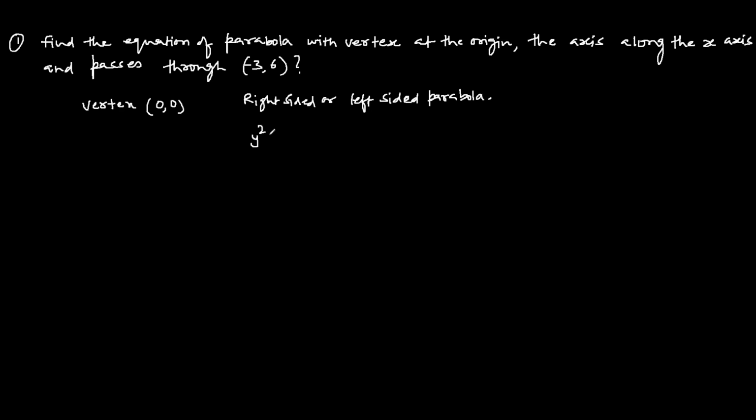So if it is right-sided, then it is y square equal to 4ax, because the vertex is at (0, 0). And if it is left-sided, then the equation is y square equal to minus 4ax. Now it is given that the parabola is passing through the point (-3, 6). So let's substitute x and y in these two equations. So x is -3, y is 6 square, so 4ax is -3.